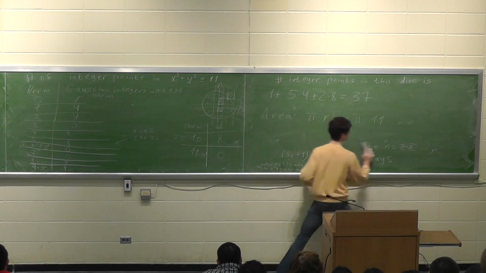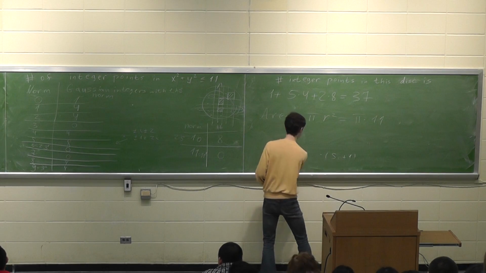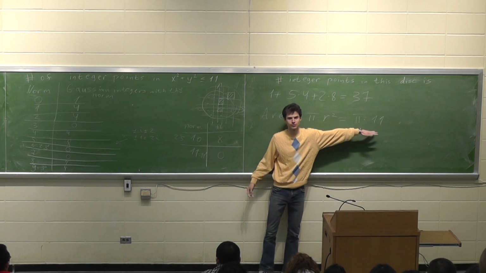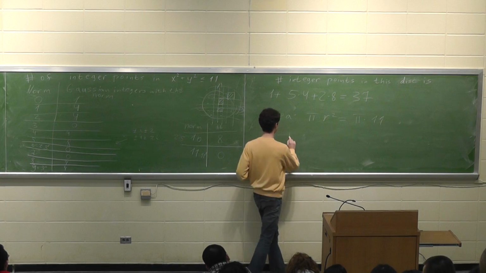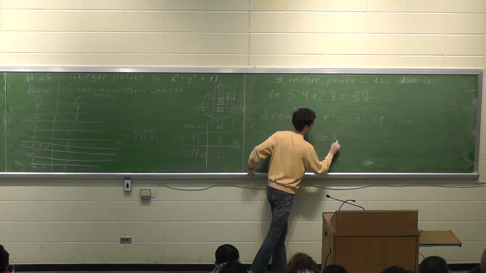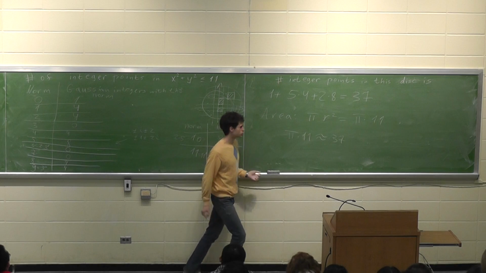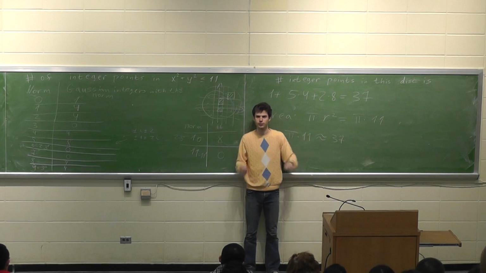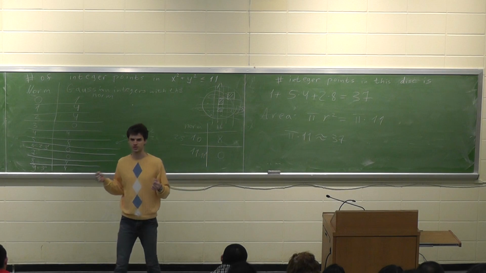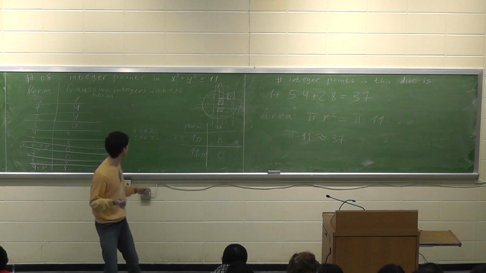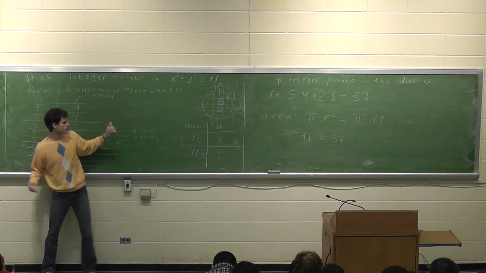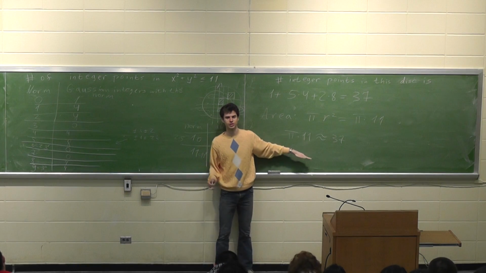And how good is this estimate? Well, since you do know what pi is, you can decide for yourself. So from here we say that pi times 11 is approximately 37. This number comes from number theory, from counting the actual number of integer points inside the circle, or counting how many Gaussian integers there are with norm at most 11. This number comes from obvious considerations.